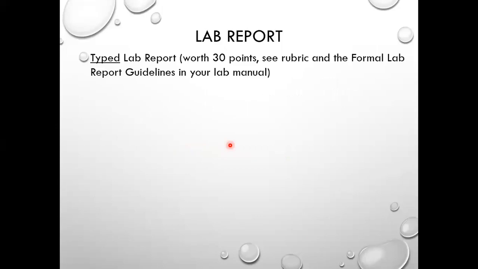The lab report for this experiment is different from most of the lab reports that we've done this semester, in that this is one of the two formal lab reports. In other words, a typed lab report, similar to what you did for experiment 3 with kinetics. In order to have a better idea of what the expectations are, you should see the specific rubric for this experiment, or more generically, the formal lab report guidelines that are in your lab manual.